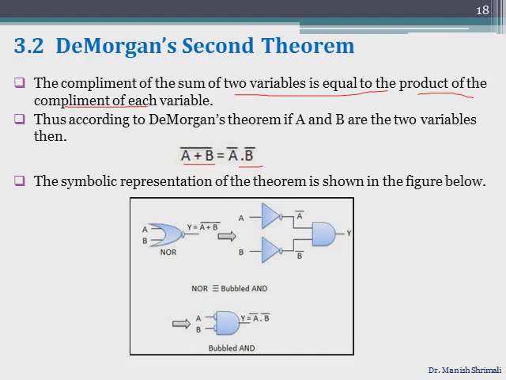Thus we have written this like this, and again the symbolic representation, you can see here, this is the NOR gate, and if you take the output, we will get here A plus B and complement of that, and that is equal to, this is A complement, this is B complement, we are having an AND gate, so this will be A bar into B bar. So this NOR is equivalent to the bubbled AND gate. So this is another method to prove this theorem.